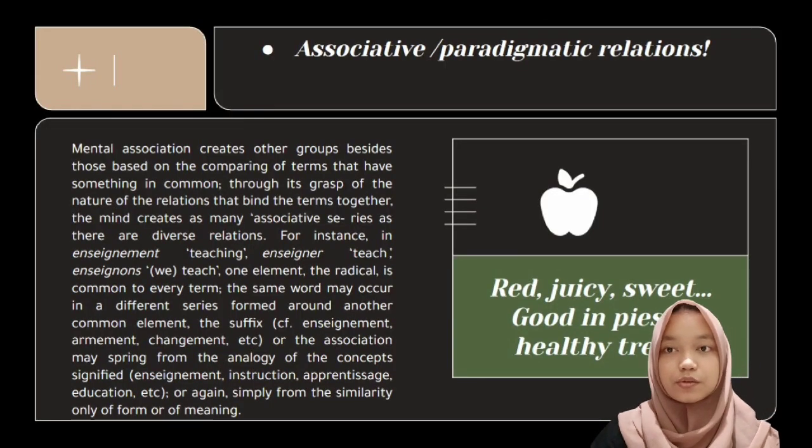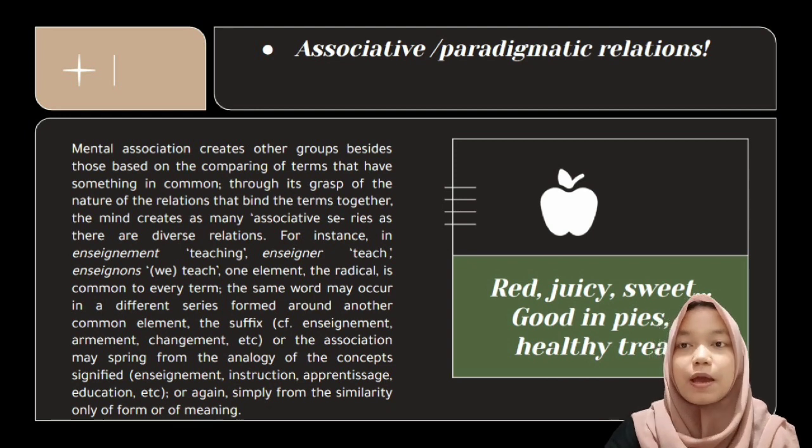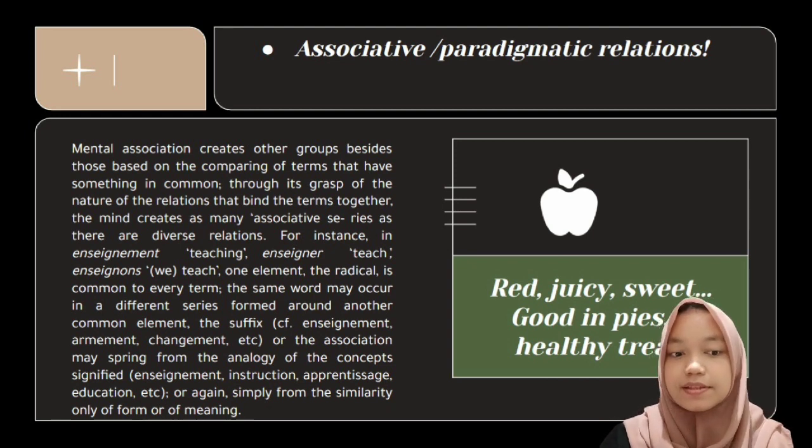So, what are associative or paradigmatic relations? Mental association creates other groups beside those based on the comparing of terms that have something in common. Through its grasp of the nature of the relations that bind the terms together, the mind creates as many associative series as there are diverse relations.